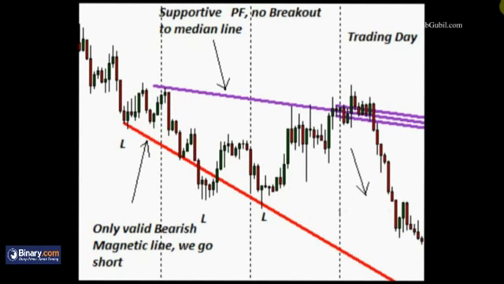In this example, we have a supportive PF. We will then look for a valid bearish or bullish magnetic trend line. If we can find a bullish one, we will go long, and if we find a bearish one, we will go short. But if we find two valid magnetic trend lines with a supportive PF, meaning valid bearish and bullish, so don't trade.